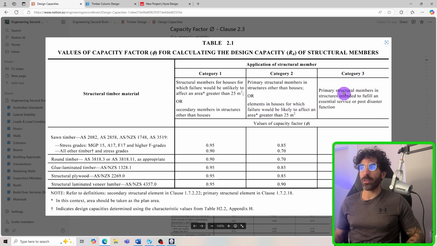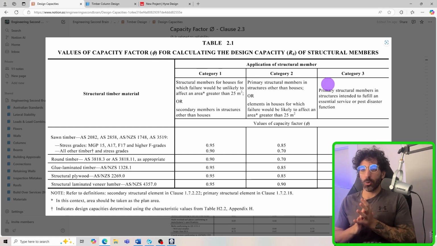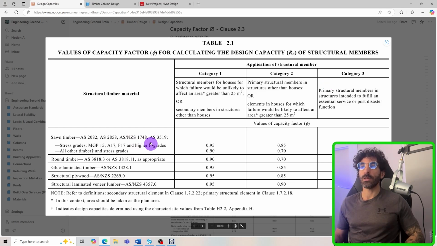And finally, on category 3, which are your structures that fulfill an essential service or post-disaster function, which would be hospitals, police stations, firefighter stations, or any other building that would provide essential services. So in summary, we're going to define the material, then we define the category, and that's how we find our phi factor. So for example, if you're designing a LVL beam and it's a category 2, we're going to have the phi factor as 0.9.